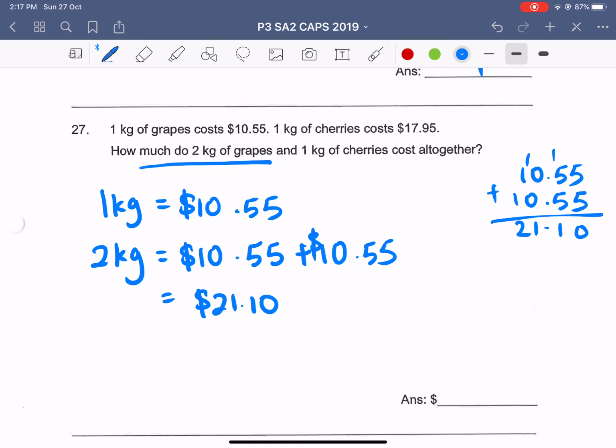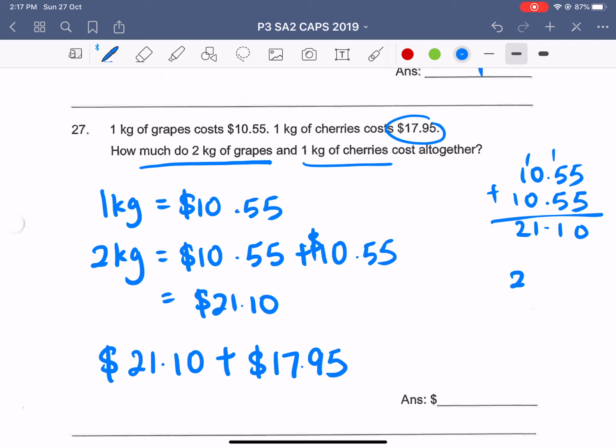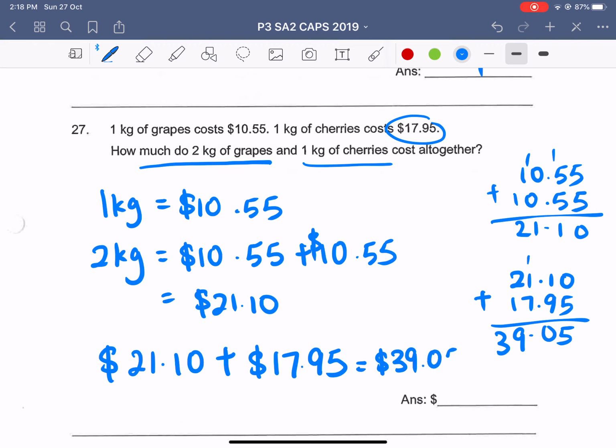Now, the person didn't just buy 2 kg of grapes, but 1 kg of cherries, which is $17.95. So the last step will be to take this 2 kg plus the cherries. So we are going to add the cherries in, which is $17.95. And we are going to see how much that gives us. The answer is $39.05.